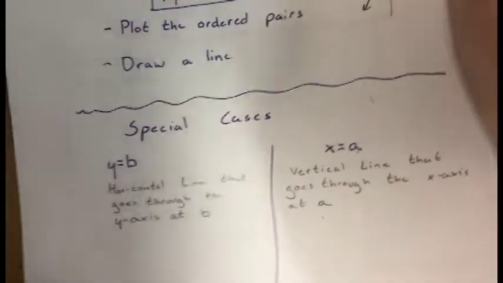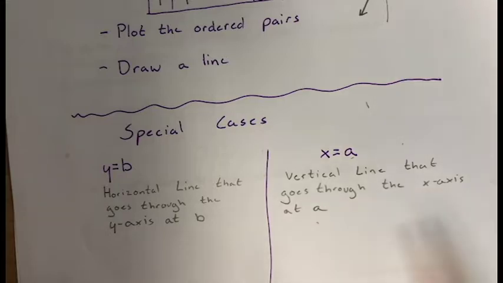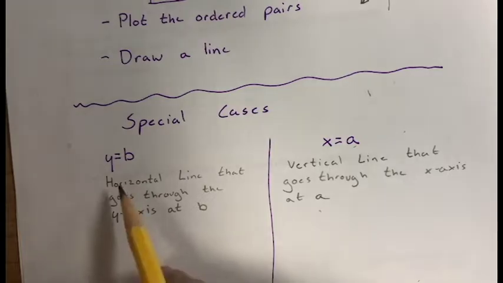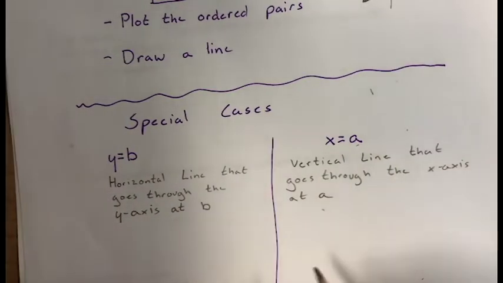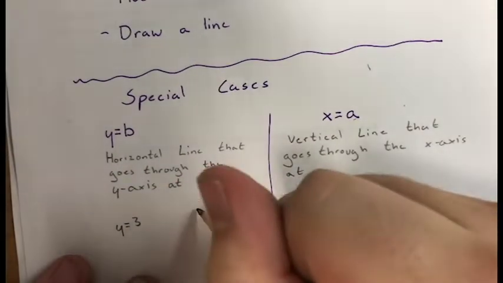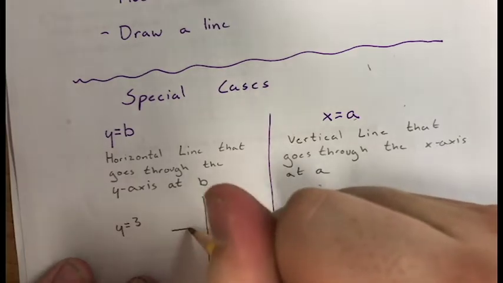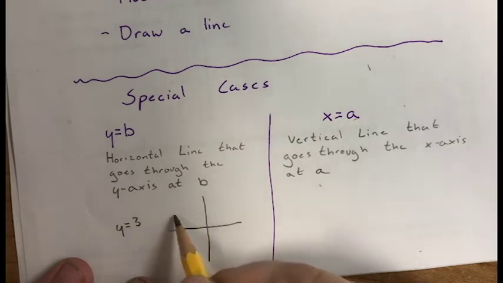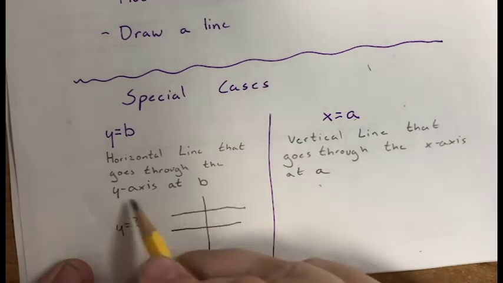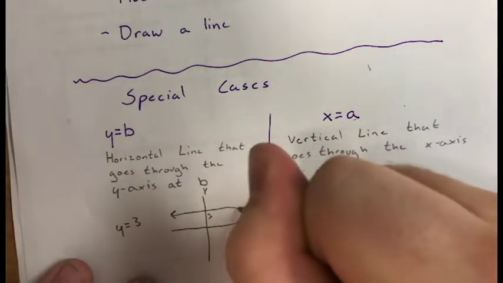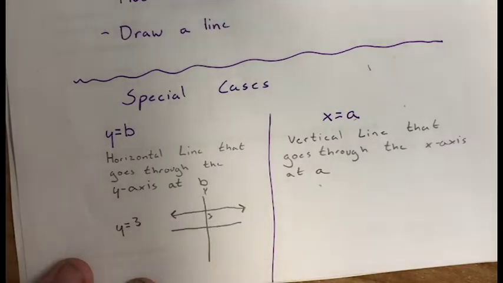So we do have a couple of what we call special cases. So let's say you have an equation such as y equals b. Really, all it is a horizontal line that goes through the y-axis at b. So what does that say? So let's just simply say y equals 3. If I were to graph this, there's my y-axis and here's my x-axis. I'm going to draw a horizontal line which looks like this, and it's going to go through the y-axis at 3, and I'm done. It gives me a horizontal line at 3, and it goes through the y-axis at 3.